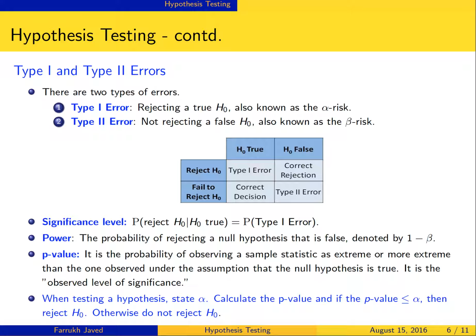P-value, as I said before, I gave you a brief definition of that quantity, which is very important in statistical analysis. It is the probability of observing a sample statistic as extreme or more extreme than the one observed, under the assumption that the null hypothesis is true. It is the observed level of significance. So when testing a hypothesis, we state alpha, we calculate the p-value, and if the p-value is less than or equal to alpha, then we reject H naught. If the p-value is bigger than alpha, then we do not reject our hypothesis.